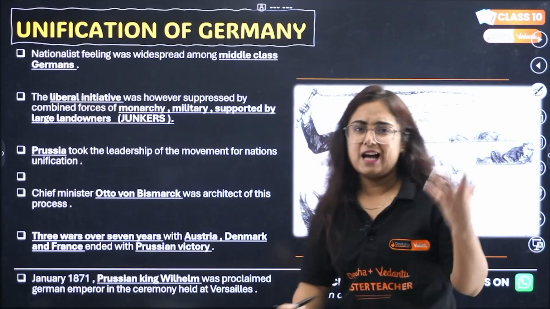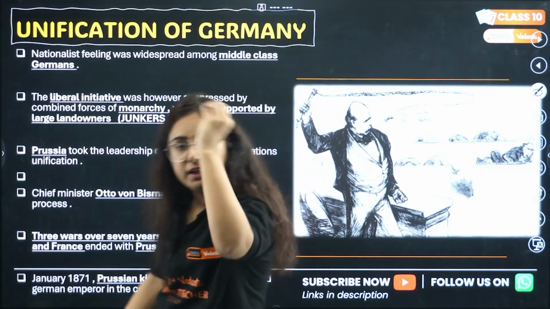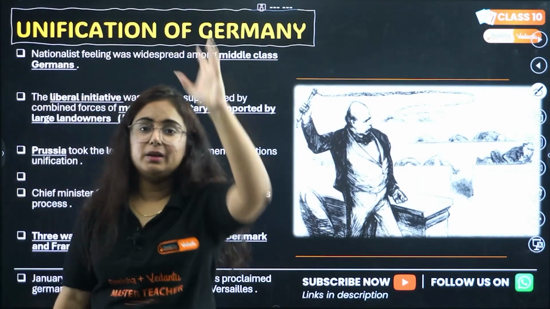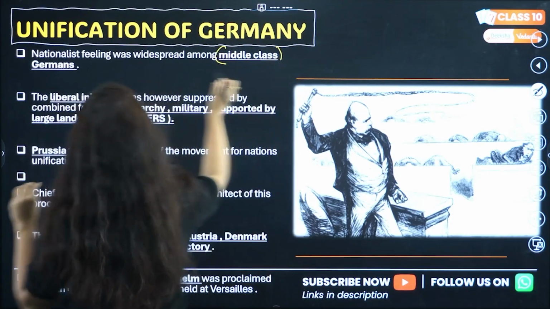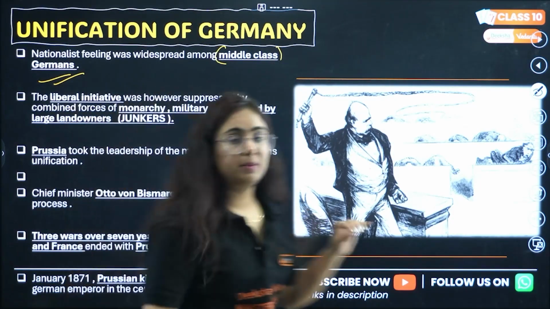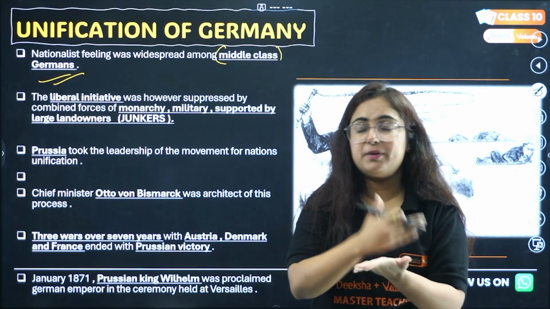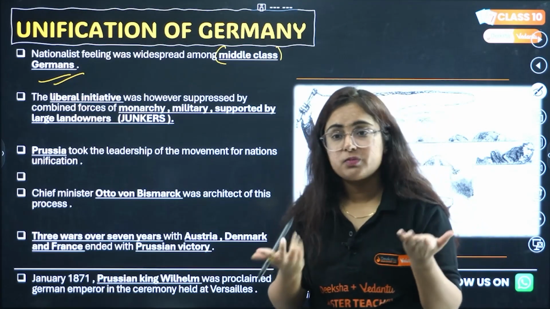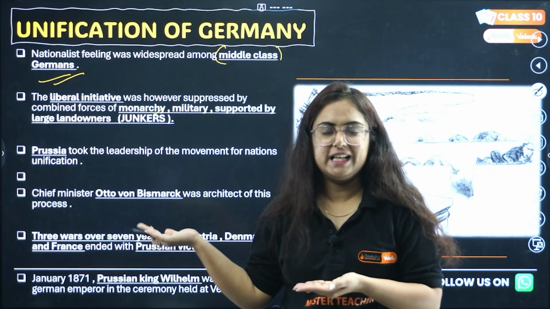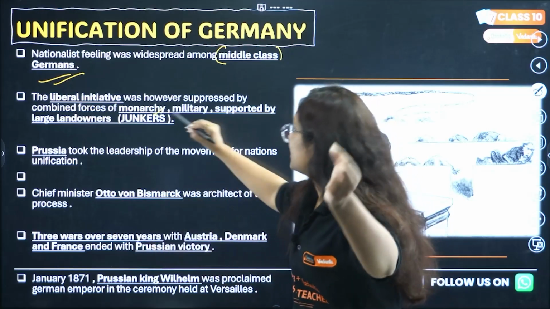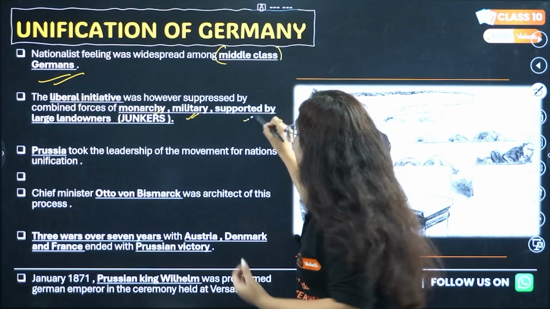So beta, the nationalist feeling was developing in Germany, we know. That is the reason they made the customs union. That is the reason they made the Frankfurt Parliament. But this nationalist feeling was always developed by middle class Germans. But what happened? These liberal nationalists or initiators were always suppressed by whom? Either by the monarchy, because the monarchy, like Frederick Wilhelm IV, never wished to give up his power. So it was suppressed by the monarchy, the military, obviously the king's military, and large landowners.